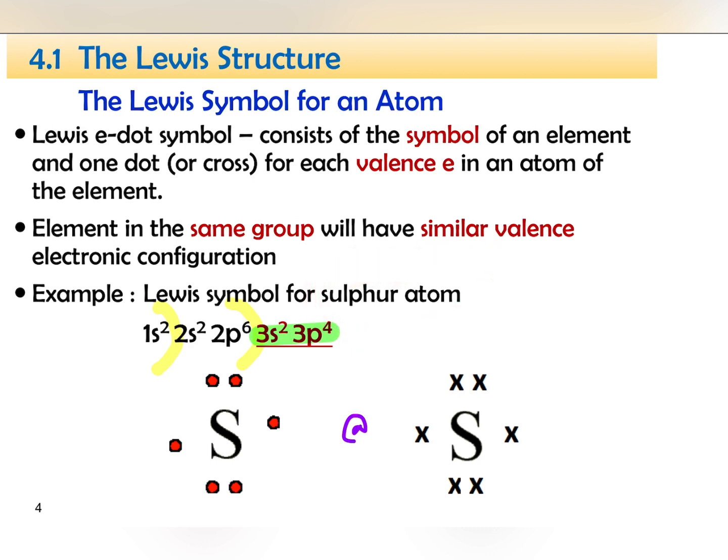So bila kita nak tulis dia punya Lewis symbol, kita tulis dia punya atom S and then you write the dots. Okay, so bilangan dot itu mengikut bilangan valence electron. So let's say you have 6, so there you go, 6 valence electrons. Okay, or you can also guna cross lah. So di sini cross, ada 6 cross, menunjukkan ada 6 valence electrons.